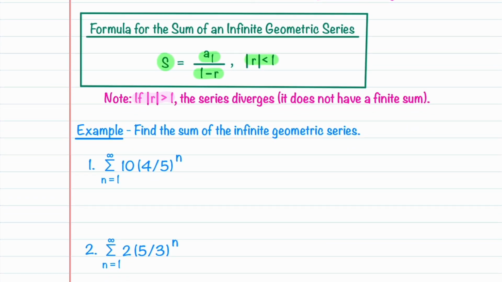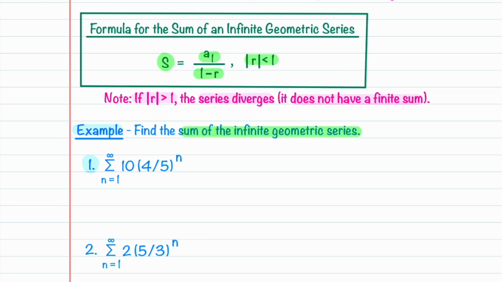If the absolute value of r is greater than 1, then we say that the series diverges. All that means is that it just doesn't have a finite sum. Let's now look at some examples. We are going to find the sum of an infinite geometric series that we're given.